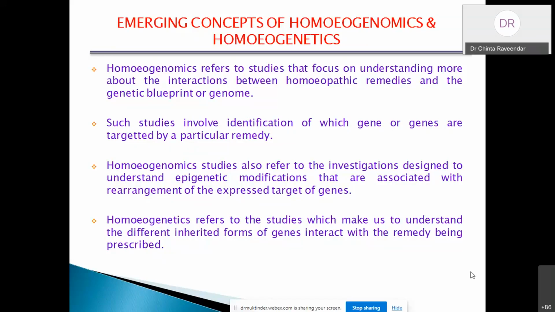Now coming to homoeogenetics, this refers to the studies that help us understand how different inherited forms of the genes interact with the remedy. Nothing but how an individual constitution acts towards a particular remedy is homoeogenetics. Homoeogenomics is how homeopathic drugs can influence the blueprint of our genetics. Now I hope it is a little bit clear to all of us.